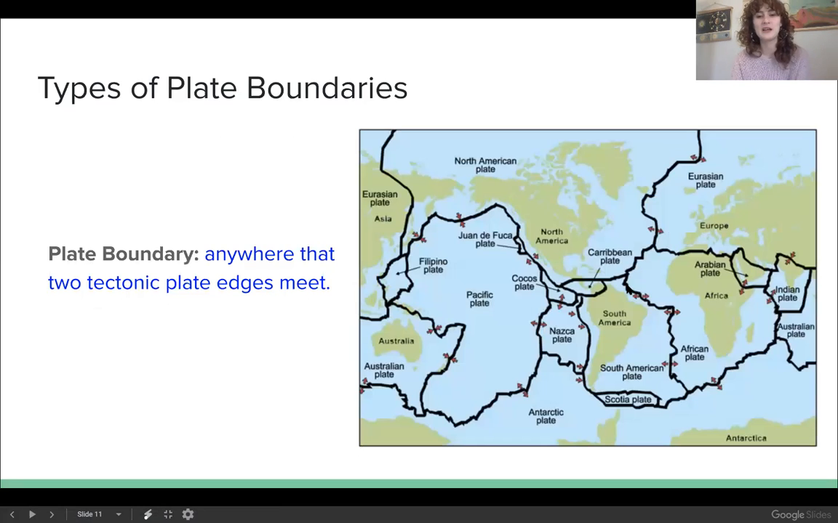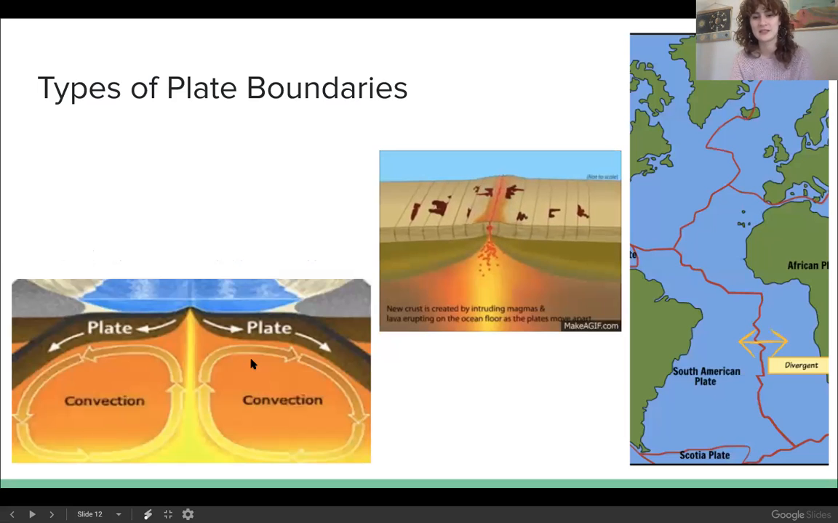All right, types of plate boundaries. So what is a plate boundary then? A plate boundary is anywhere that two tectonic plate edges meet. So basically all of these lines are plate boundaries. The space in between the lines, those are the plates. The lines themselves, they represent where the plates meet other plates. That's a plate boundary. And we're going to talk about 3 types today.